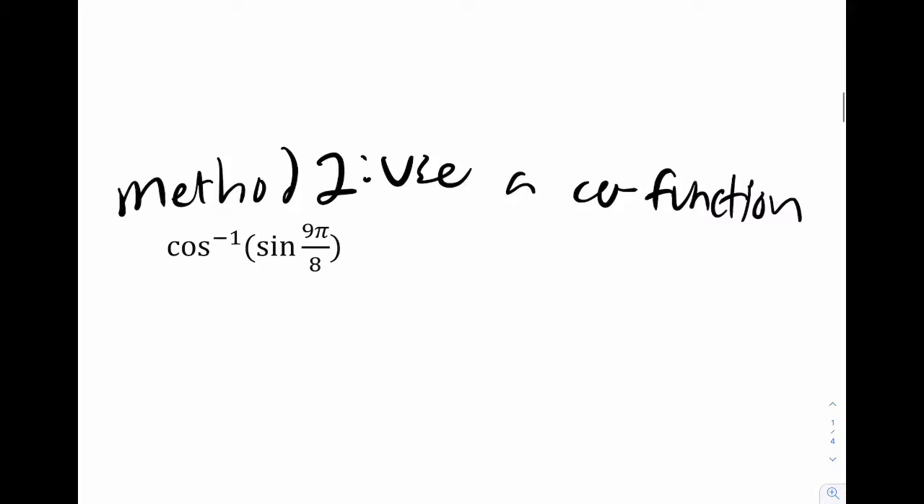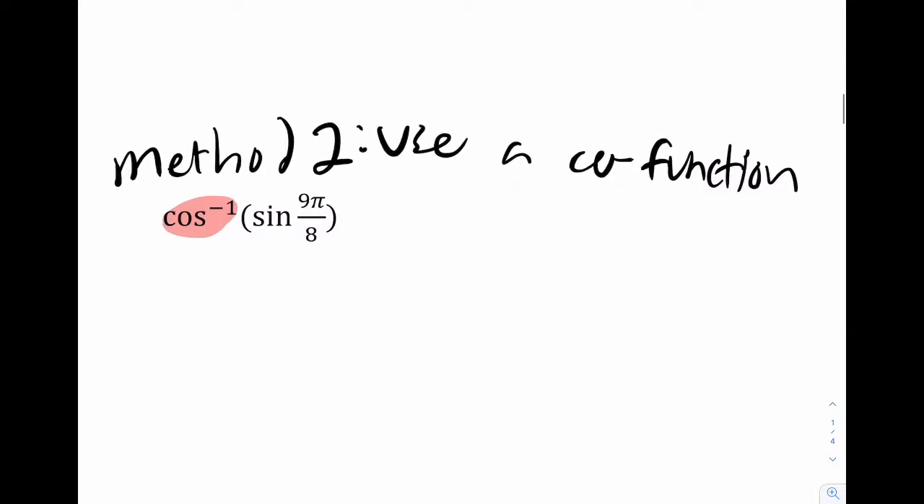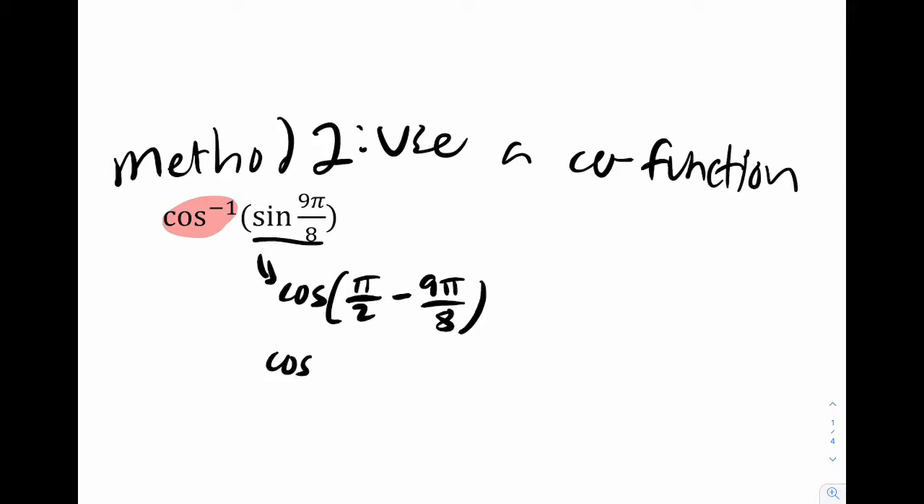In this one, we can see it's the same idea, right? The inverse on the outside. However, none of you could figure out what sine 9 pi over 8 is in your head. That'd be pretty difficult. So what we're going to do is use a cofunction. Recall that the way to change a sine to a cosine is to do cosine and then take the complement. So do pi over 2 minus 9 pi over 8. So this thing should become cosine. That would be negative 5 pi over 8.